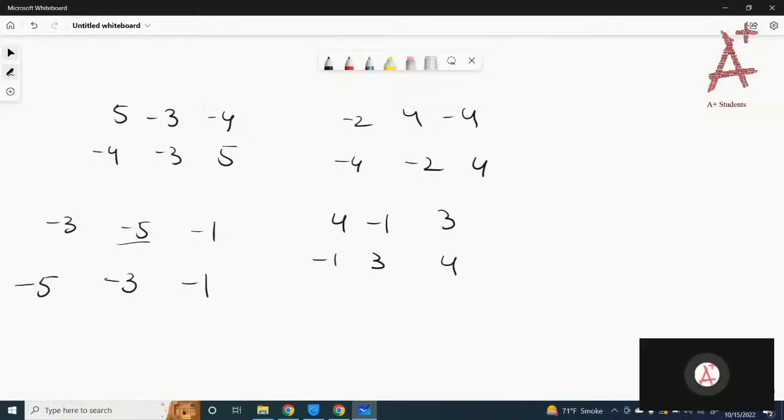Put these integers in order from least to greatest, and the numbers are 2, 5, and 1. So you have to arrange them from least to greatest. So the least one is 1, then you have 2, and then you have 5. Got it?